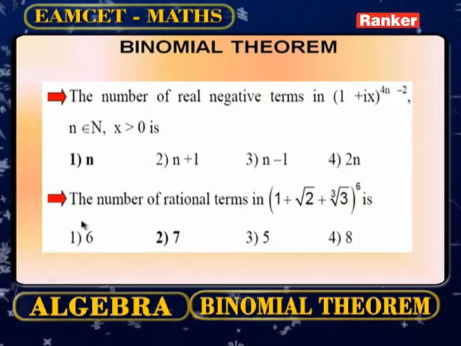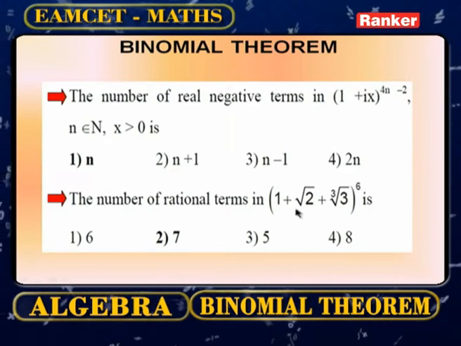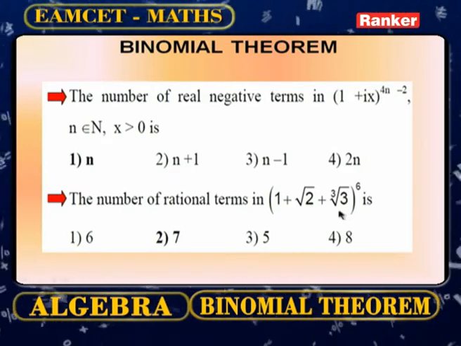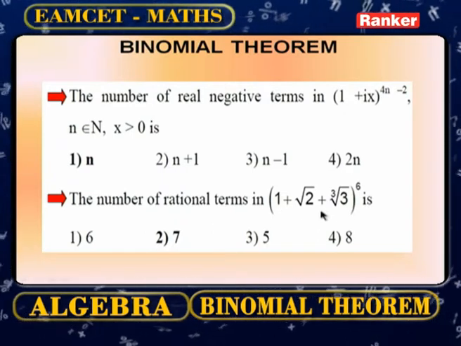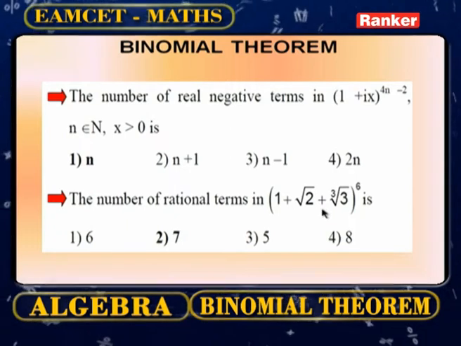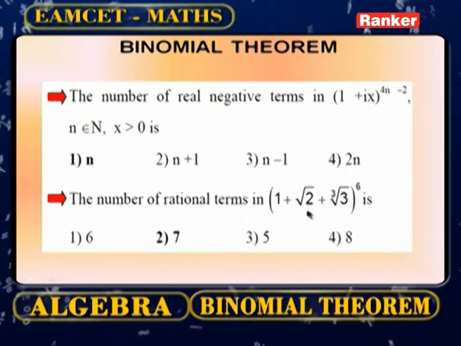And if you go to the next problem, it is similar to the previous problem. The number of rational terms in 1 plus root 3 plus cube root 3 whole power 6. You try in the same manner what I gave you previously, but it consists of 3 terms. You try it on your own and try to solve this.